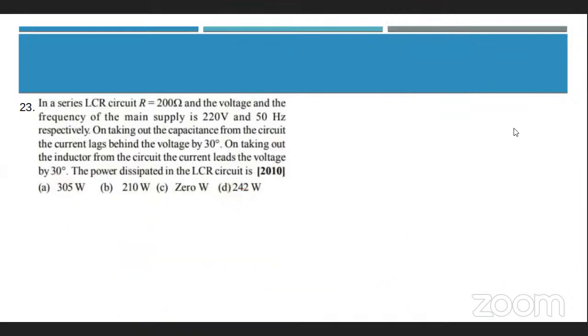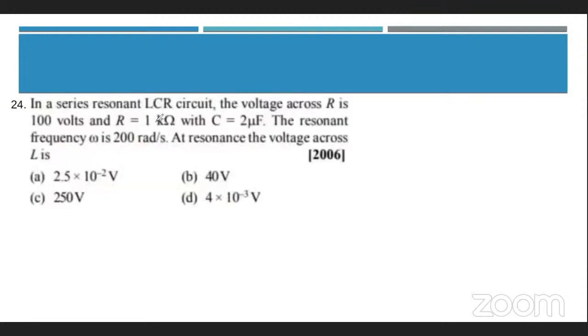Next. Fine. So the next question is a series resonant LCR circuit. In the case of a resonating circuit, we write XL is equal to XC. R, C, and the resonant frequency are given. What will be the voltage across L? So we have to find the voltage across L.